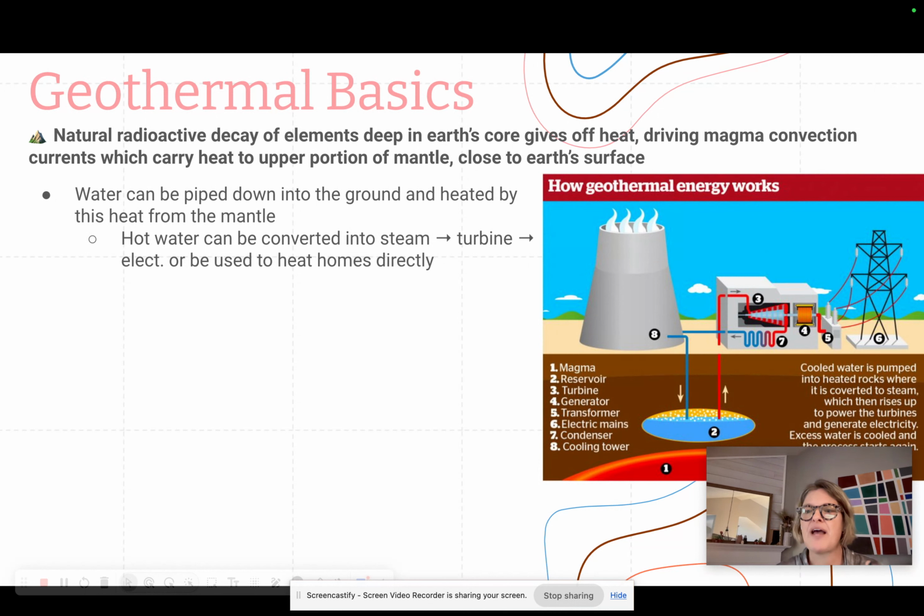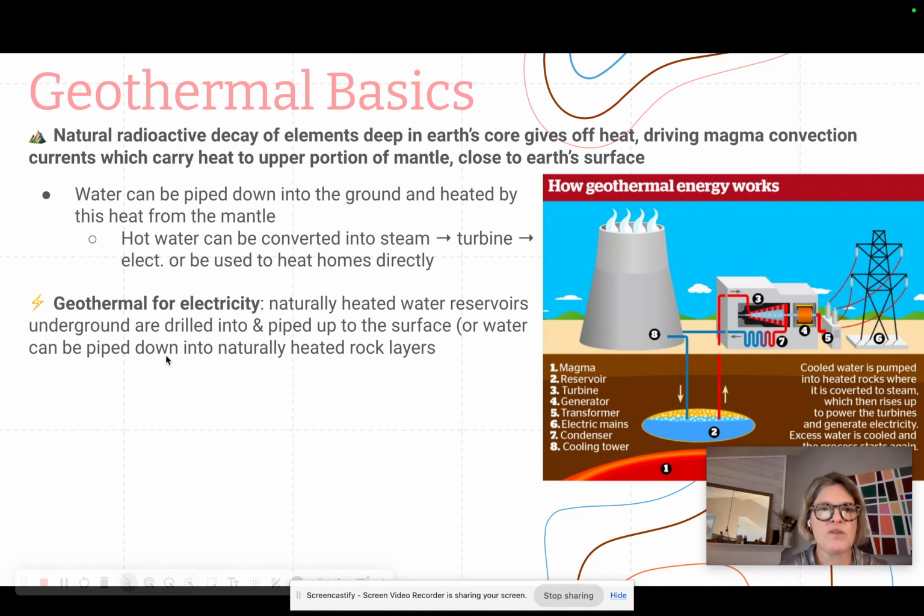So hot water then goes through the whole process that we used with burning fossil fuels and creating electricity at power plants, where we convert that hot water into steam. The kinetic energy of the steam is used to turn the turbine. That turbine turns the electrical generator, and then that electricity goes to a transformer, which is then pumped into the electric grid, and we can use that to heat homes directly. Okay, so that's how we can use geothermal to heat homes.